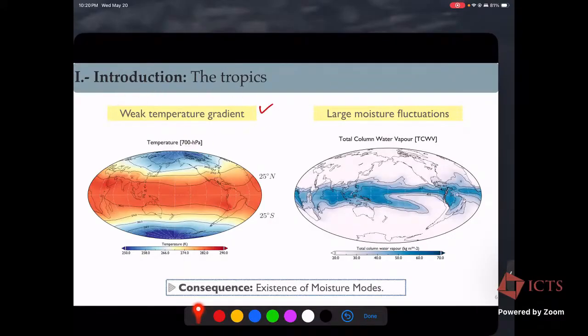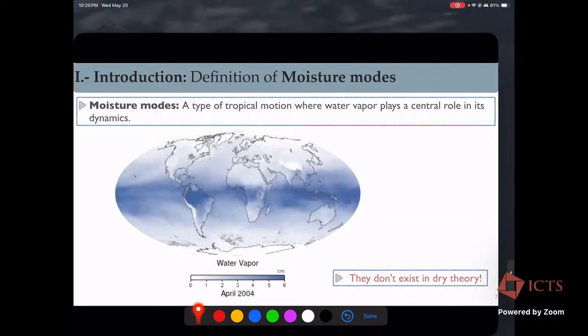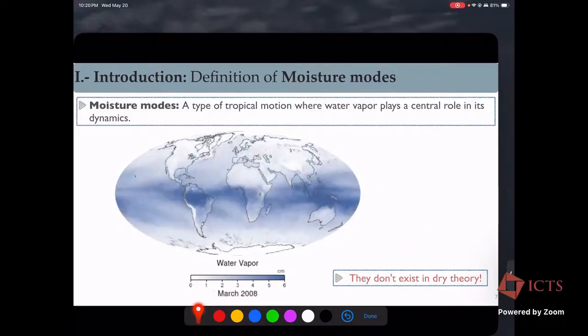These two main features, weak temperature gradient over the tropics and large moisture fluctuation over the tropical domain, give us one important consequence: the existence of so-called moisture modes. If you have never heard this term, moisture modes, we can easily define it as a type of tropical motion where water vapor basically plays a central role in its dynamics and thermodynamics. And these waves don't exist in the dry theory.